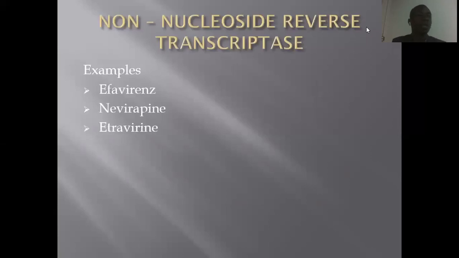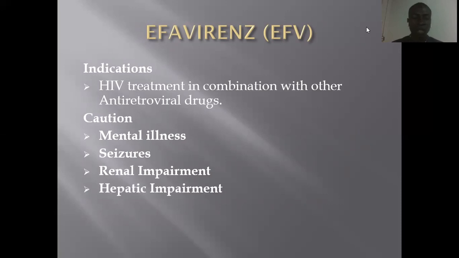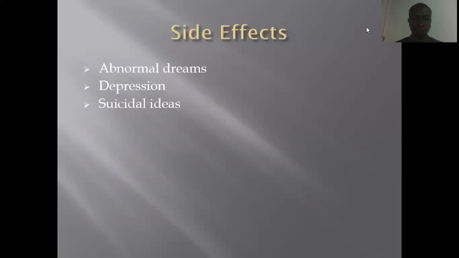Then we have the non-nucleoside reverse transcriptase inhibitors, another category. In this category, we're going to look at efavirenz and nevirapine. They are the most common drugs in this category. So efavirenz: combination with other medication. Caution: we give it with caution in mental illness, seizures, renal impairment, hepatic impairment, and in pregnancy.